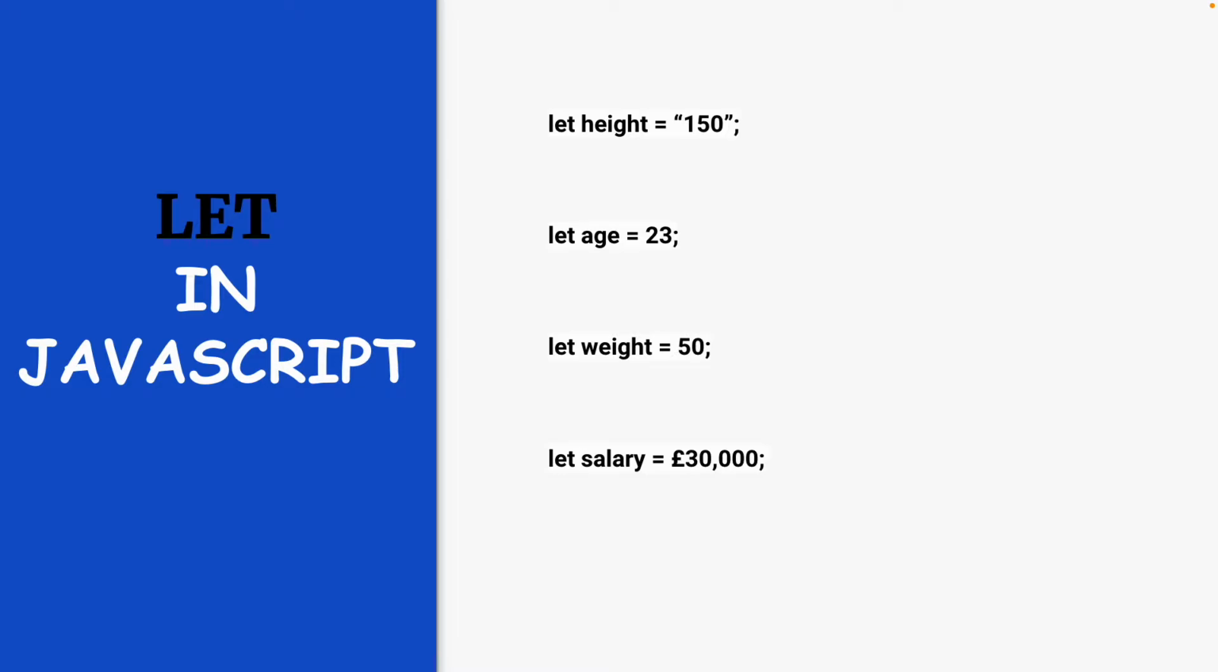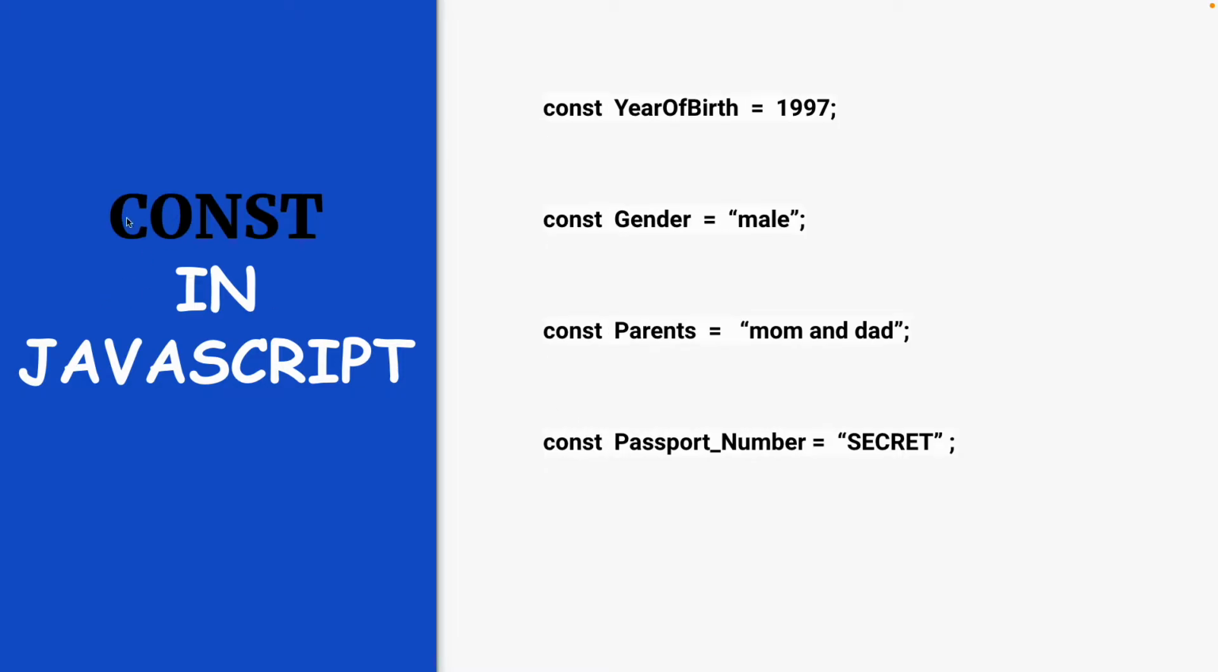But when do you use const? You use const when you know that the value of the variable will not change. So here the variable is const. The year of birth is of type const, which we know. My year of birth is 1997. I know it's not going to change.